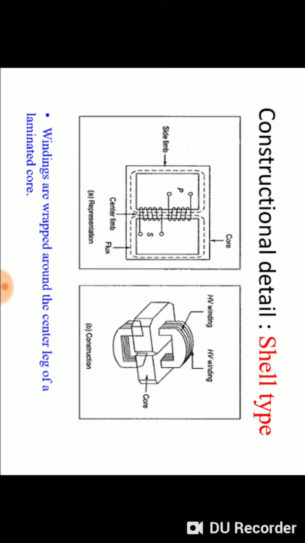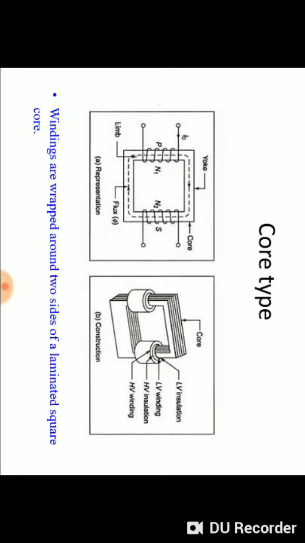Constructionally, it can be shell type or core type. In case of shell type transformers, the windings, which are low voltage and high voltage, are wrapped around the center leg of the laminated core. And in case of core type, the windings are wrapped around the two sides of a laminated square core. The core is nothing but some iron core which is provided for the flow of the flux being generated.